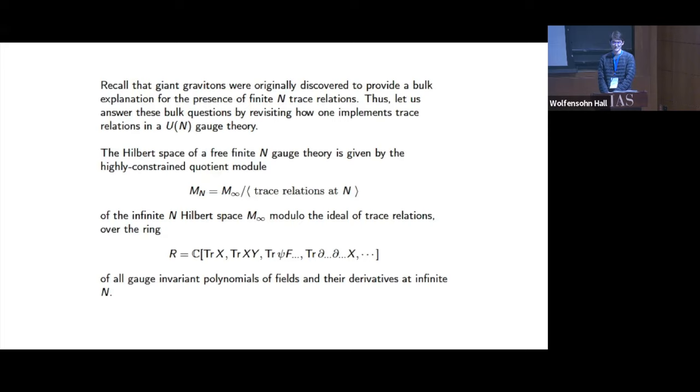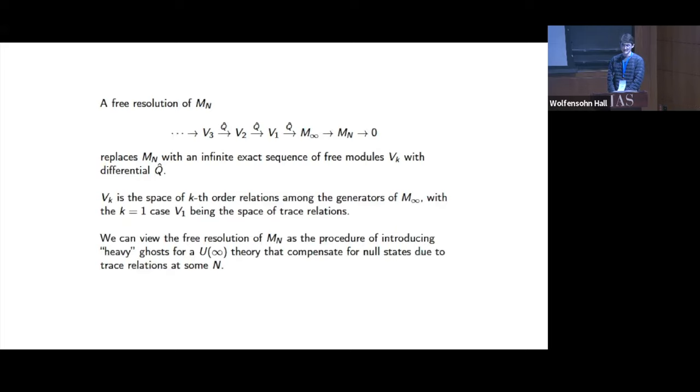So the Hilbert space of a free finite N gauge theory is given by a highly constrained quotient module, which is a quotient of the infinite N Hilbert space, M infinity, modulo the ideal of trace relations over the ring of all gauge invariant polynomials of fields and their derivatives at infinite N. So the ring is over infinite N. A free resolution of M sub N, which is the Hilbert space of finite N gauge theory at zero coupling, replaces that with an infinite exact sequence of free modules V_k with differential Q hat. So this replaces M sub N with the free spaces.